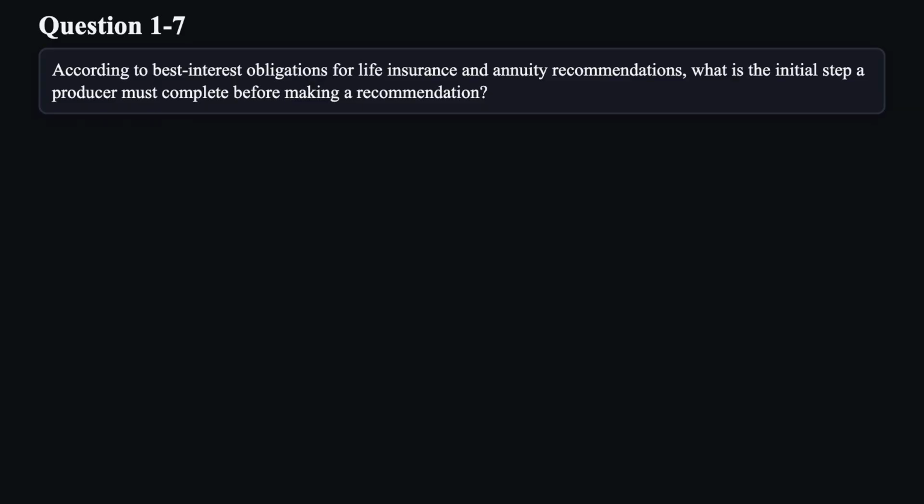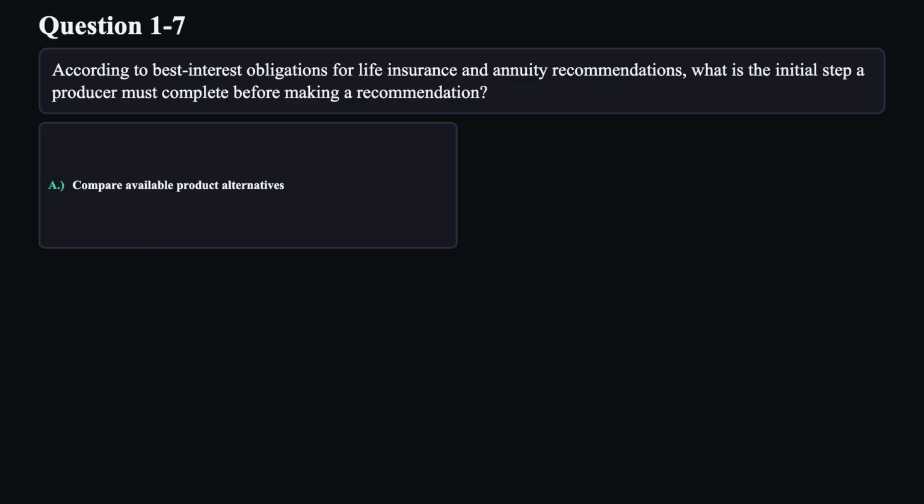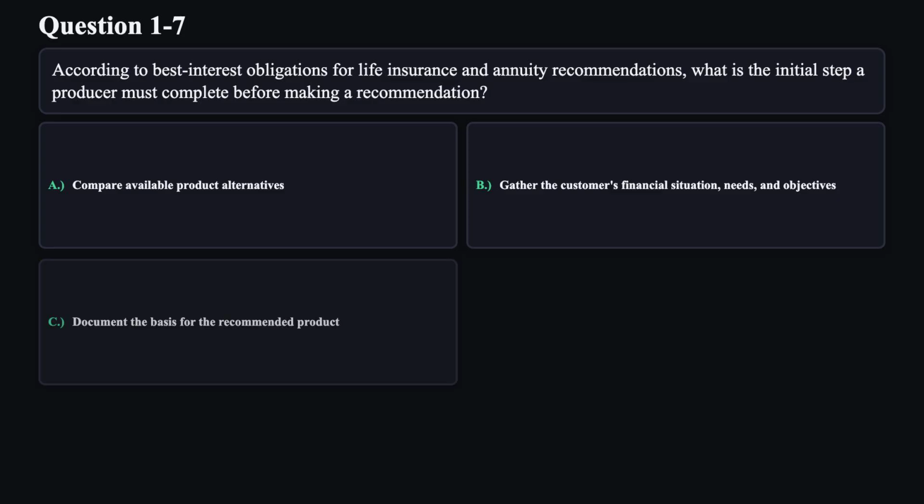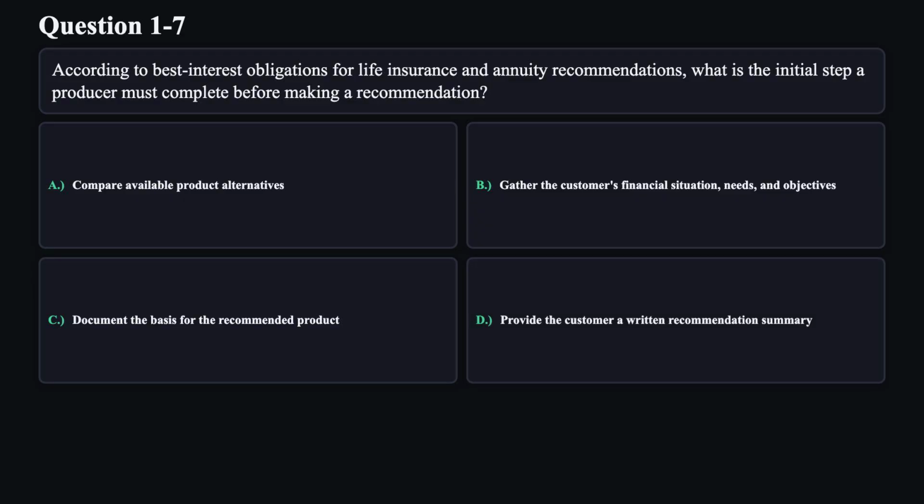Question 7. According to best interest obligations for life insurance and annuity recommendations, what is the initial step a producer must complete before making a recommendation? A. Compare available product alternatives. B. Gather the customer's financial situation, needs, and objectives. C. Document the basis for the recommended product. D. Provide the customer a written recommendation summary.